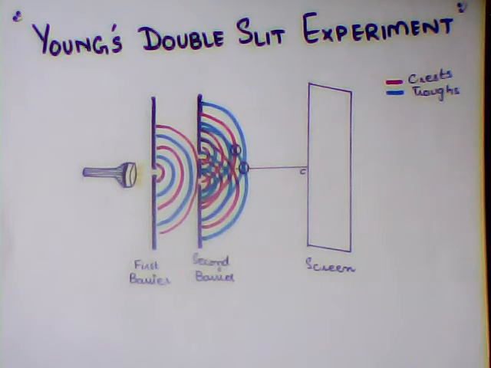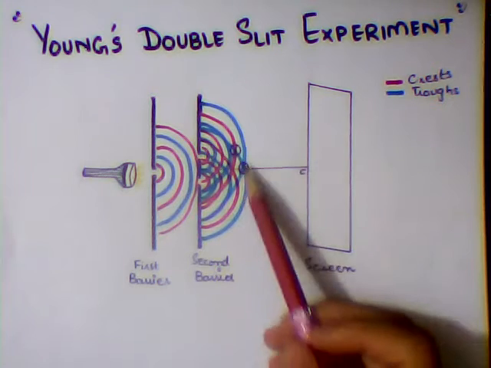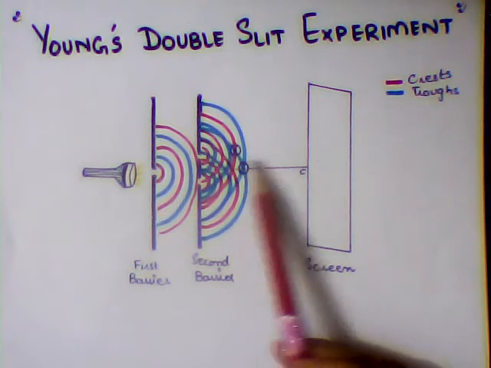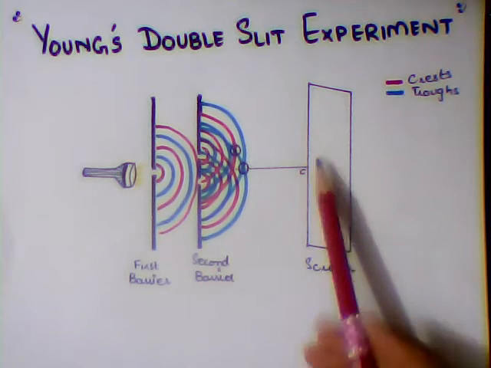Whenever there is constructive interference, we see a bright fringe on the screen. Whenever there is destructive interference, we see a dark fringe on the screen. Or more verbosely, whenever crest collides with crest or trough collides with trough, we get constructive interference on the screen, or the bright fringe. However, when crest collides with trough, we get a dark fringe on the screen.